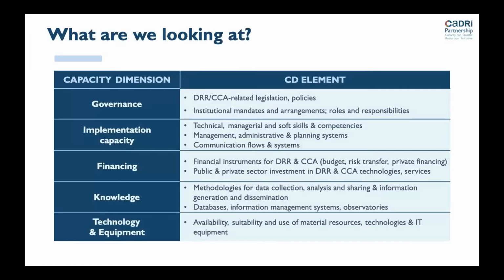If you see in the next slide, we have a capacity dimension that we call governance, and within that capacity dimension we have what we call capacity dimension elements. So when we talk about governance, what do we want to look at? What do we want to know about the capacity of the country in this specific area? It's about the legislation, the institutional mandates, the implementation capacity. So each capacity dimension has different capacity dimension elements.